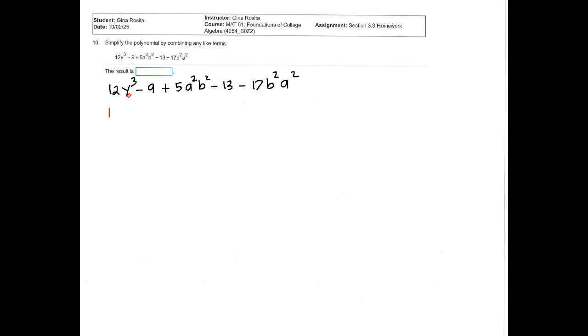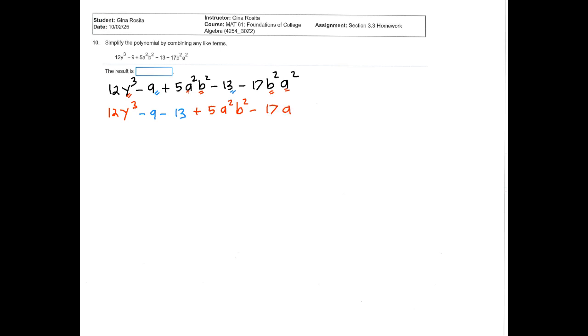Okay, next one. So negative 9 and negative 13. So put together negative 9 minus 13. Okay, next one. A squared, this is a squared. B squared, this is b squared. This is the same, yeah? So it means I can write down plus 5a squared b squared minus 17 a squared b squared.